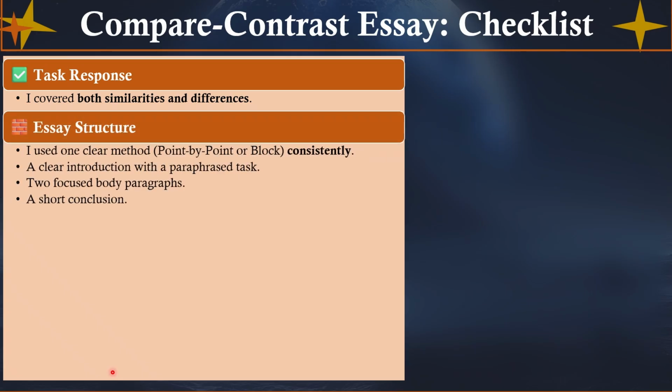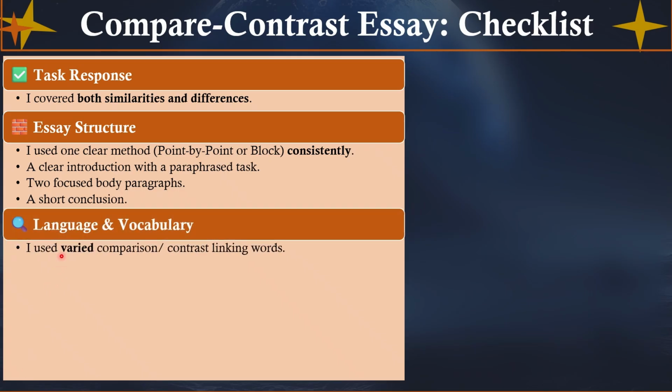Second, review your essay structure. Make sure you've used either the point-by-point or the block method consistently from introduction to conclusion. A clear structure is the backbone of a high-scoring essay. Third, look at your language. Make sure that you've used a variety of linking words to show comparison and contrast. Words like similarly, however, on the other hand, and whereas make your writing flow and demonstrate good vocabulary.